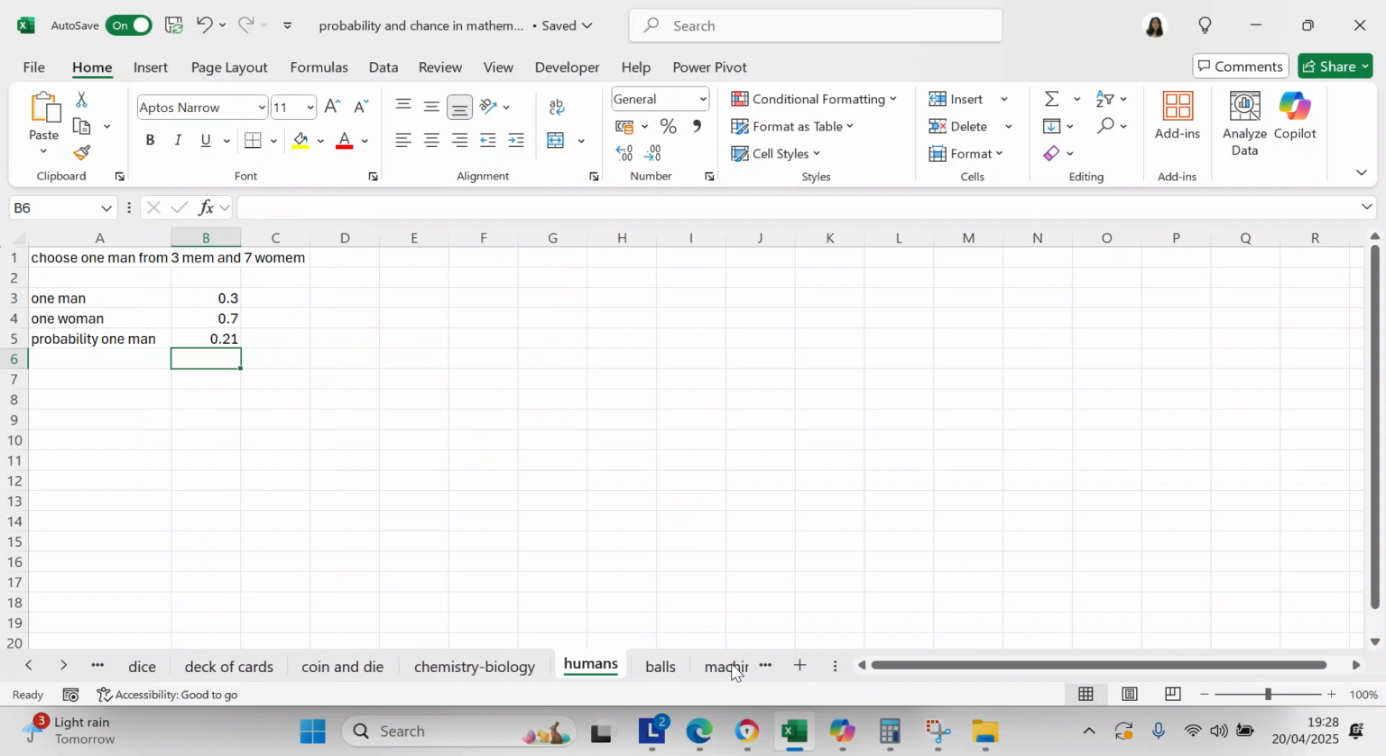So the next question we have is going to be on humans. So choose one man from 3 men and 7 women. So one man is 3 divided by 10, and one woman is 7 divided by 10. And probability of one man is B3 times B4, so that's 0.21.